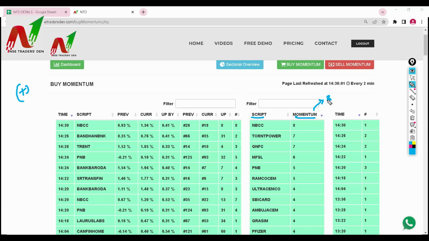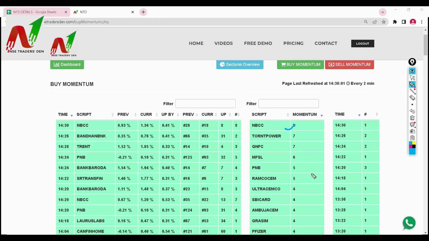For example, in NBCC there are currently 8 bulk orders till now, so it shows me that in NBCC there were 8 bulk orders, in Torrent Power 7, in JNFC 7, in MFSL 7, Ramco Cement, Ultratech, Ambuja Cement 5, 4, 4. So it shows me how many bulk orders have come in that particular stock throughout the day. Currently, the highest number of bulk orders in a stock is 8.